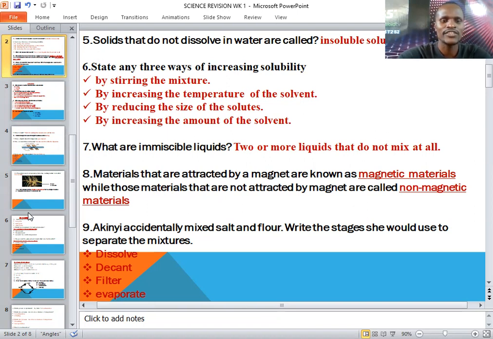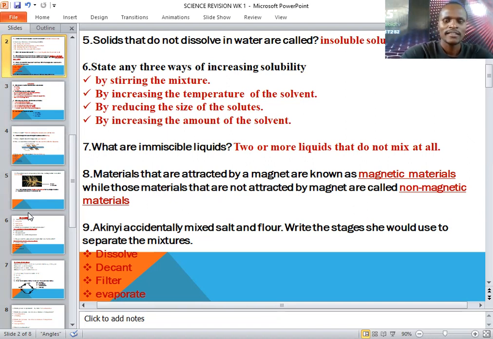Number 9, Akinyi accidentally mixed salt and flour. State the stages she would use to separate the mixtures. Remember, we said that you have factors that determine the type of separation or the method of separation to be used when you want to separate mixtures. So here we have two items. We have salt and flour. Remember, salt is able to dissolve in water, while flour is not able to dissolve. Therefore, because of solubility, which method do we use?